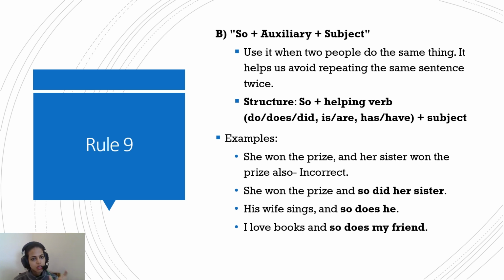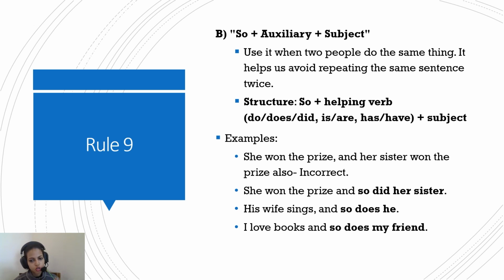If you want to talk about her winning the prize and her sister also winning the prize, and you do not use the word so, you'll be repeating it. See how long the statement is. But the right way would be: she won the prize and so did her sister. So this is the structure to avoid repeating statements by using so. The structure goes: so plus helping verb plus the subject that is being talked about. What are the helping verbs? Do, does, did, is or are, has or have. So she won the prize and so did her sister.